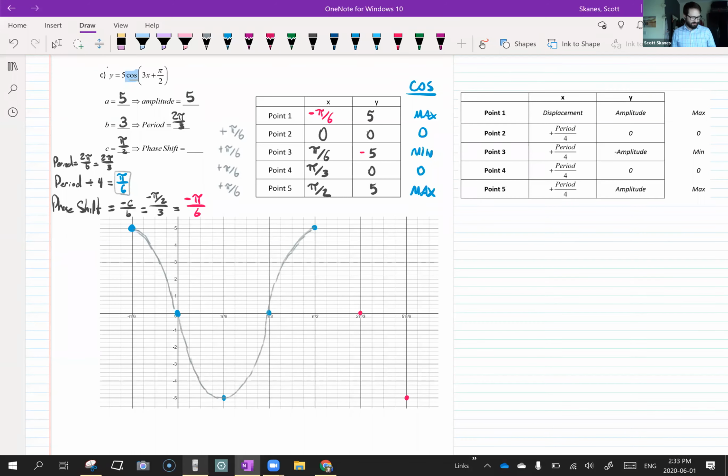Feeling okay? It's one of those topics that at the beginning, it's like, what are we doing? Why is he doing this, how do I know this? How do I know that? But I think once you do them, they're not that difficult. It's the same process every time. Get your amplitude, period, phase shift, put them in the table, sketch your graph. And I want to be clear, these values here are what we add every time, period over 4. That's why it says period over 4 on the table.